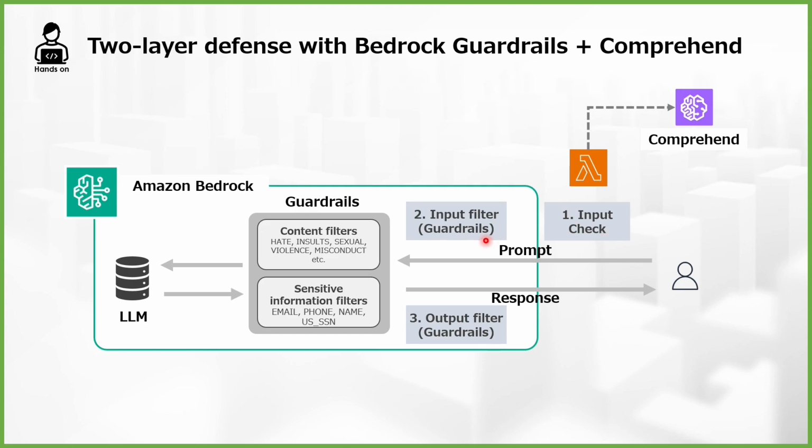And in the second layer, the Bedrock Guardrail detects personal information and harmful content. On the output side as well, it detects whether the response generated by the model contains personal information or harmful content. So now let's walk through this in the actual console.